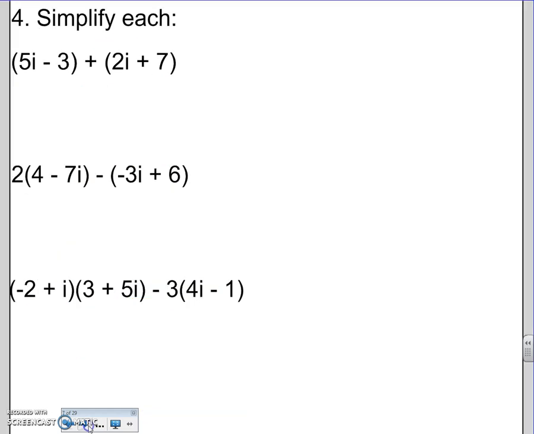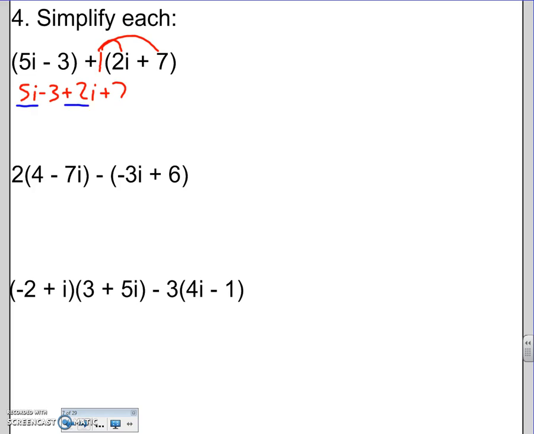Alright, next one. For i stuff again, but it's the same idea. Make sure you know how to do parentheses plus parentheses, parentheses minus parentheses, and a combination if needed. The first parentheses doesn't matter. There's no number in front of it, so I just drop it. 5i minus 3. Second parentheses also doesn't matter, or again, if you want to distribute +1, you could do that, but it does not change the inside. It stays +2i, +7.